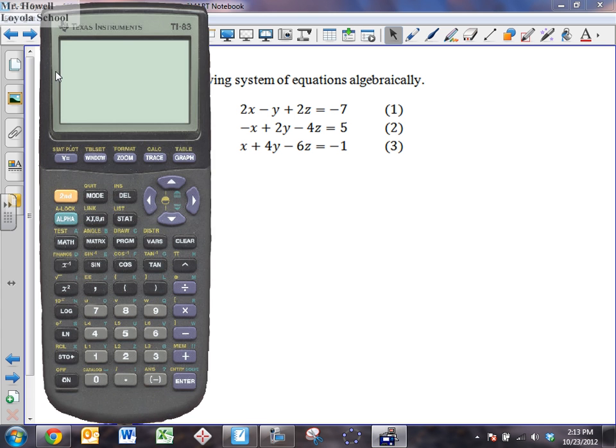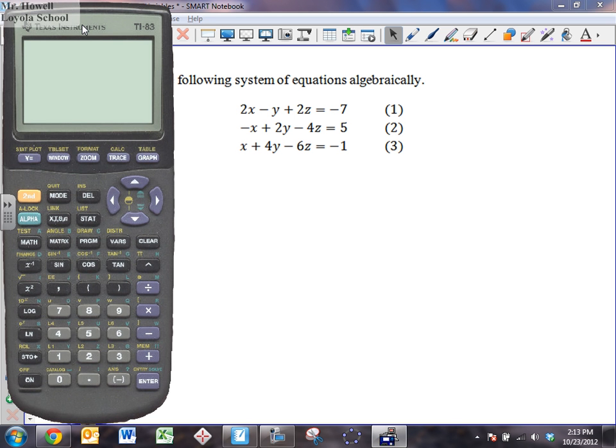Now, let's focus, guys. Everybody see the system there? Here's what I want you to do. I want you to think about, for this kind of a problem, how many equations you have and how many columns you have. So think about rows and columns.